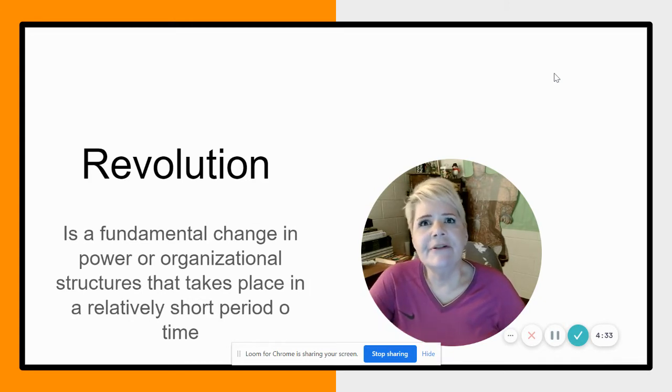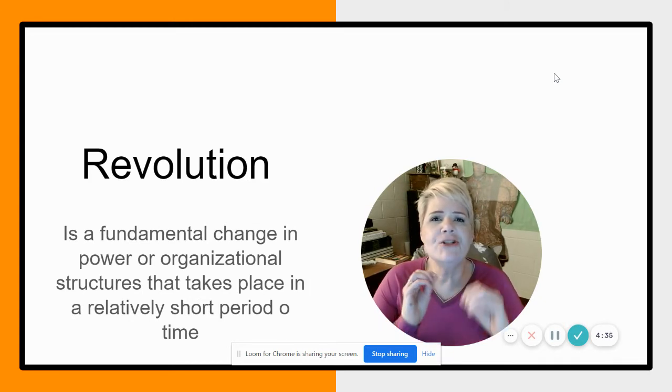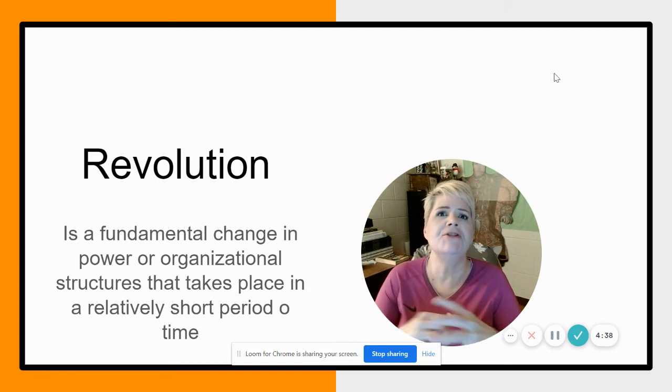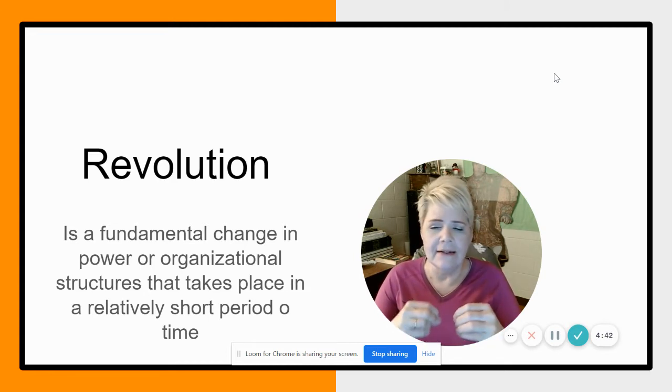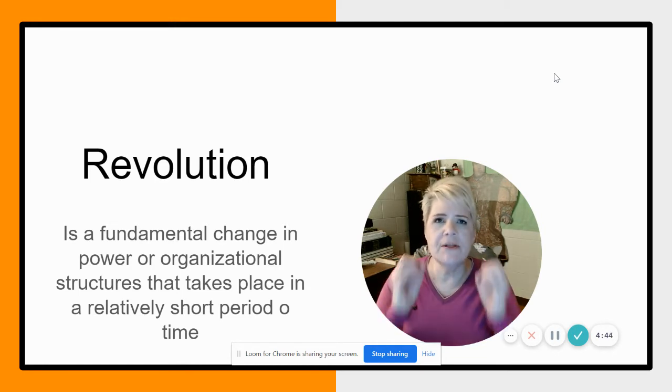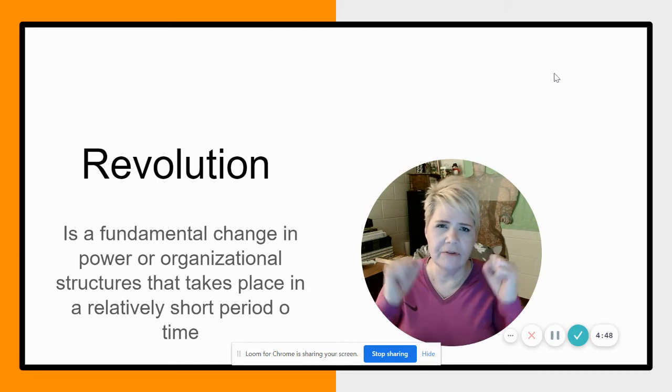We have revolution. Revolution is a sudden change in the government or an idea, so that people will get organized and rise up against a government or the idea. Revolution.